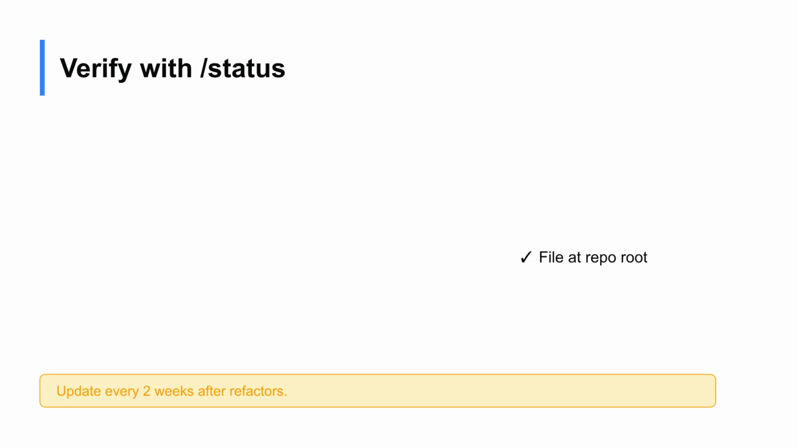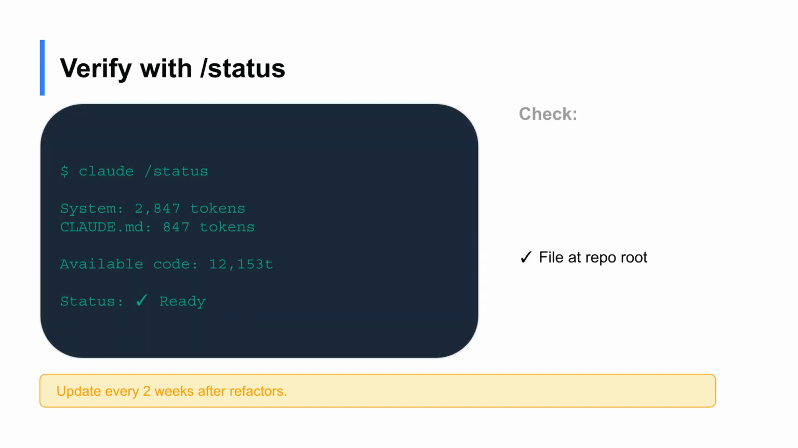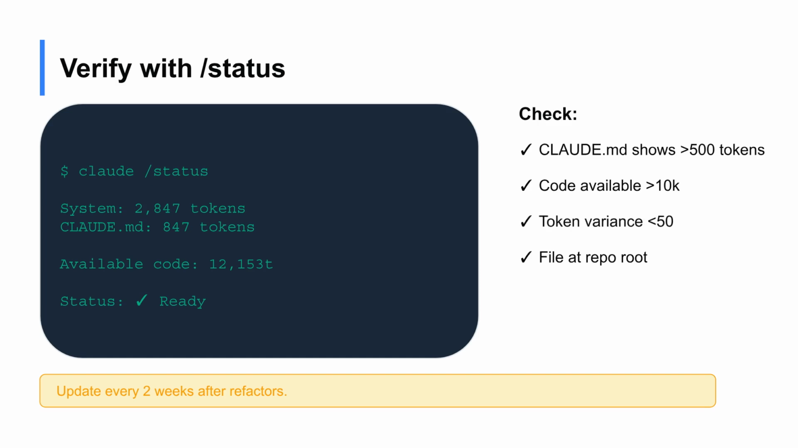To verify that Claude Code is reading your file correctly, run the claude/status command. Look for key indicators like Claude.md, showing over 500 tokens, code availability above 10K, and token variance under 50. Remember to update this file regularly after refactors.